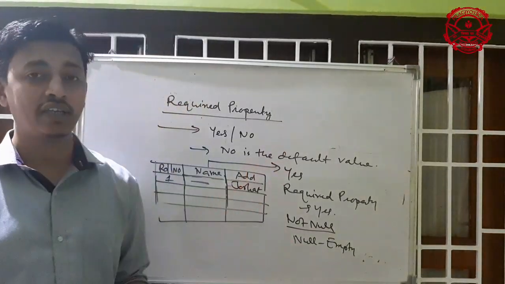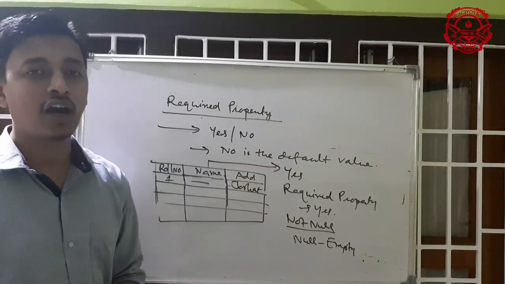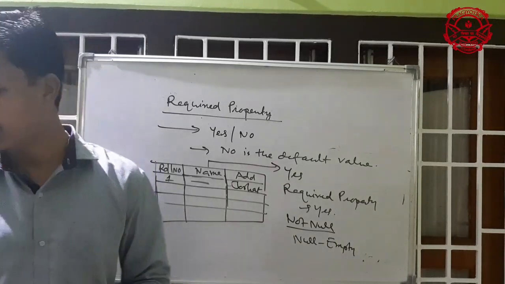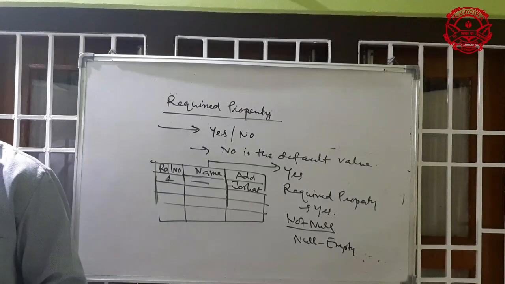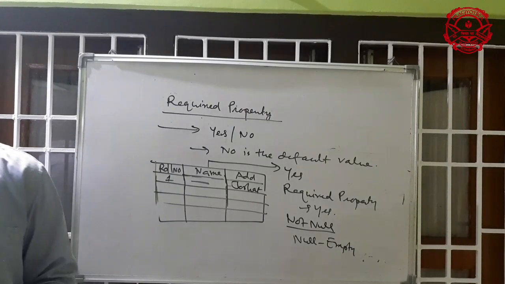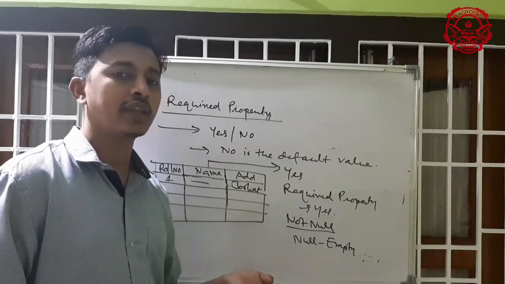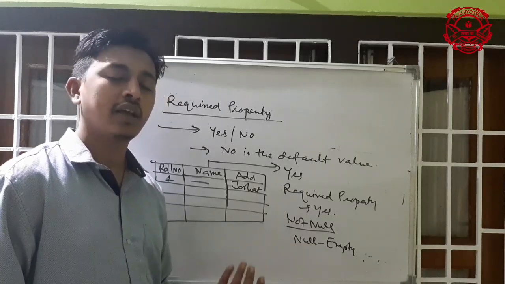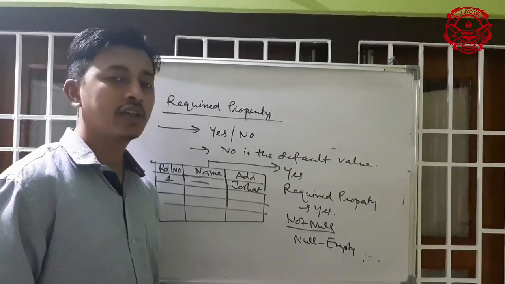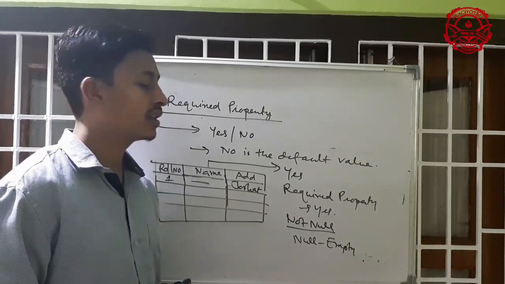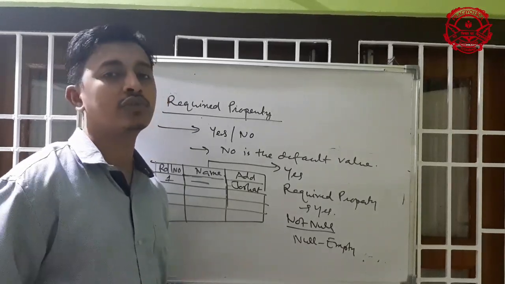So today we discussed how to validate the data field: captions, default value, required property and input mask. The input mask, default value and required property are done today. So I think you understand these things. If you don't understand, then please do comment.